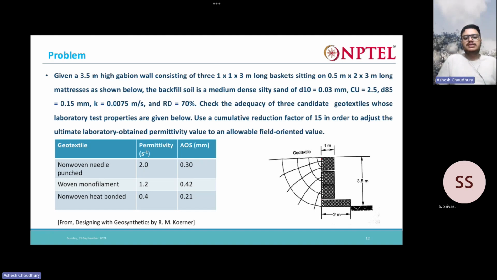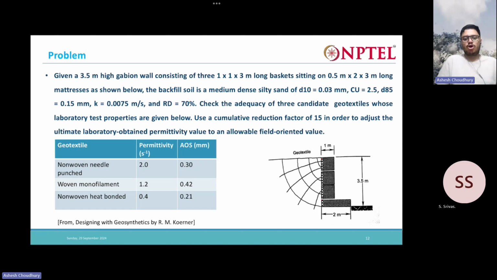The backfill soil is a medium dense silty sand. The silty sand has D10 size 0.03 mm, coefficient of uniformity 2.5, and D85 is 0.15 mm. K, the coefficient of permeability of the soil, is 0.0075 meter per second, and the relative density is 70%.